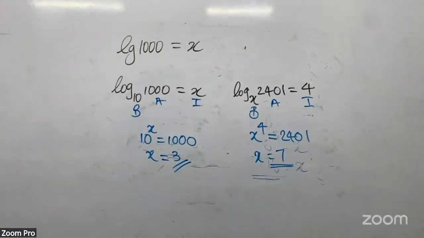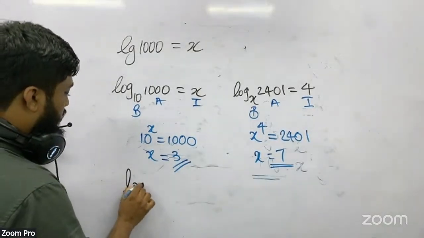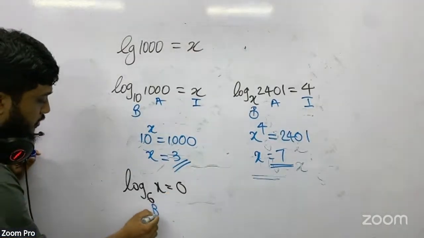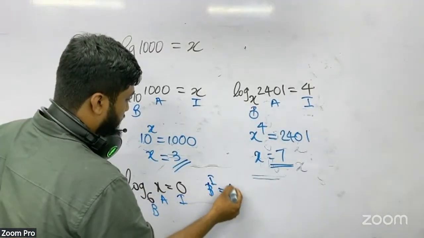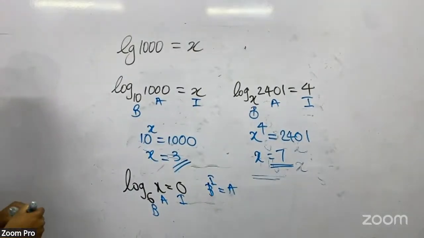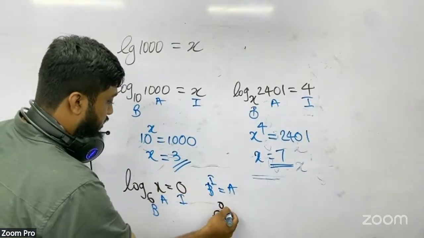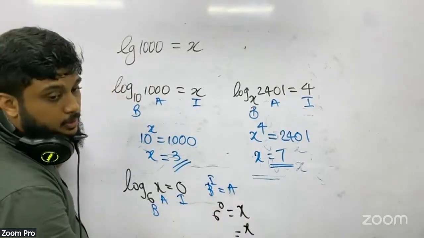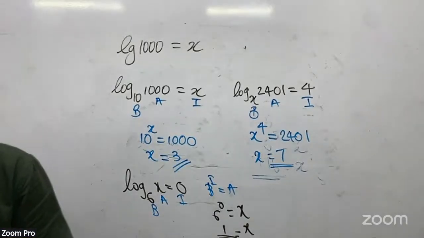Next one, log 6 x is equal to 0. This one I can write as log by. What is the base? By is equal to BIA, Bandanak International Airport. Base is 6. Index is 0. Answer is x. 6 to the power 0 is how much? x is equal to 1. Anything's power of 0 is how much? 1. Now, did you understand all these things clearly?